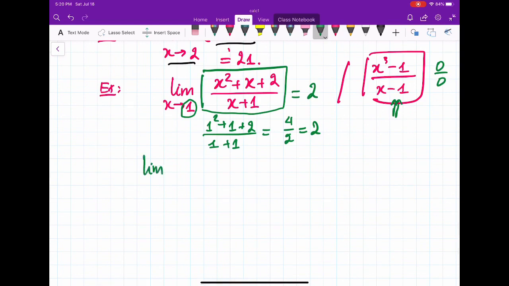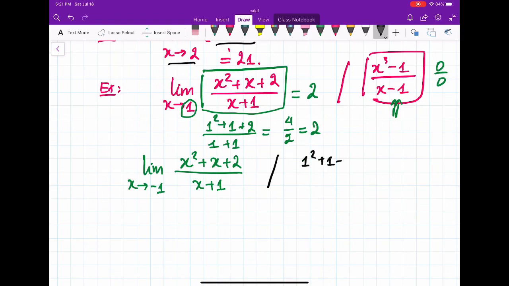Let's do a more complicated one. The limit of (x squared plus x plus 2) over (x plus 1) when x approaches -1. I plug -1 into the function. I just follow my principle, right? I get ((-1) squared plus (-1) plus 2) over (-1 plus 1), which is 4 over 0.